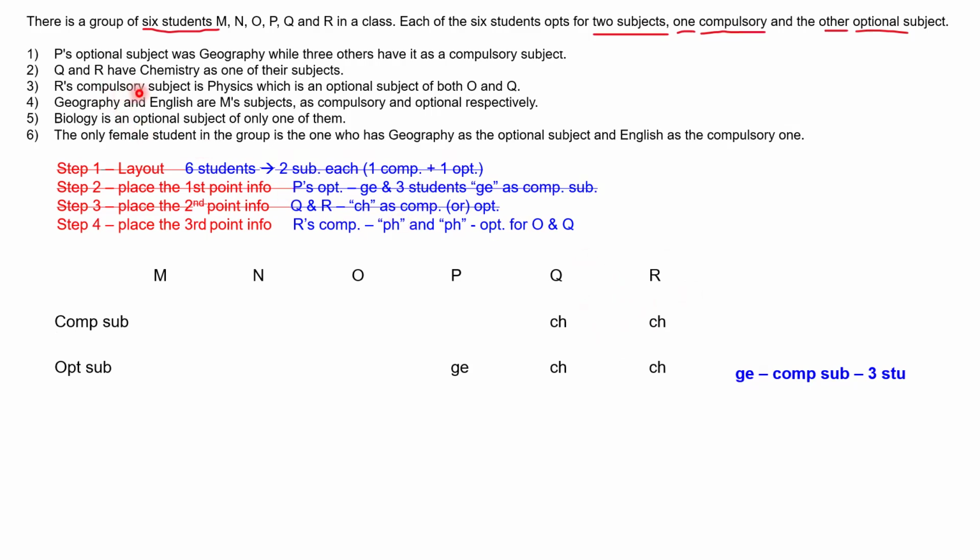And in the third instruction, it's given that R's compulsory subject is physics, which is an optional subject for both O and Q. So for O and Q, the optional subject is physics. So let's write out the chemistry for Q. Physics will be his optional and chemistry will be his compulsory subject. And for R, physics will be the compulsory subject and optional will be chemistry.